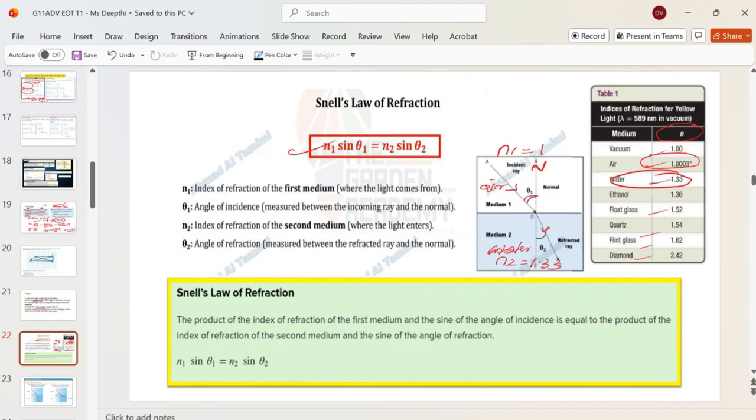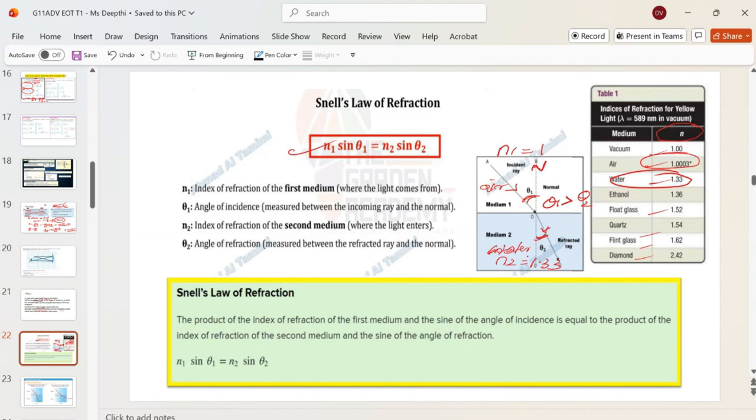So theta 1 is the angle between the incident ray and the normal. And theta 2 is the angle between the refracted ray and the normal. You can see in this picture, theta 1 is bigger than theta 2. Why did this happen? Because when light enters from a small n region to a high n region like water, it bends towards the normal.